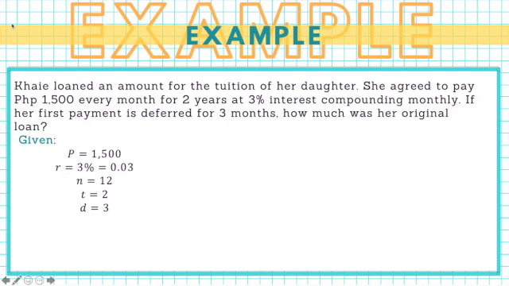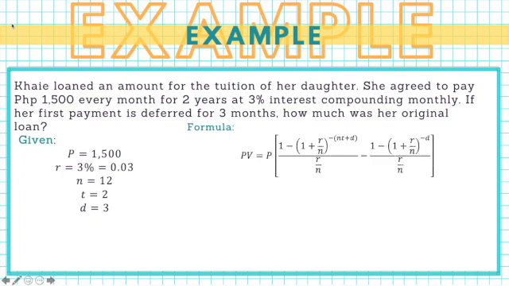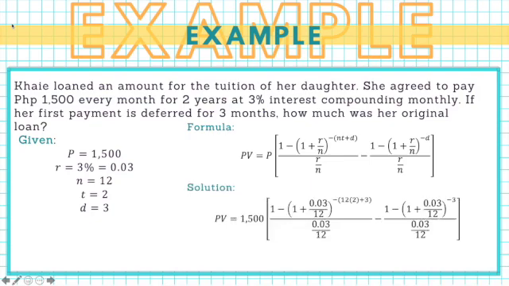For this particular example, we are asked how much was the original loan. Therefore, we use the formula for present value. We substitute the values to our formula, and using our calculators, we can compute for the present value. Therefore, she originally loaned 34,638 pesos and 53 centavos.